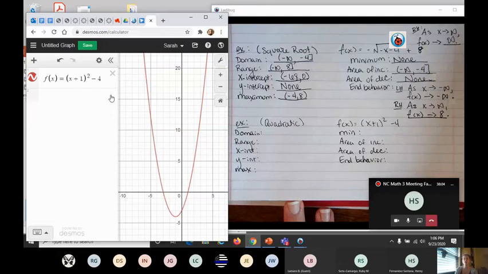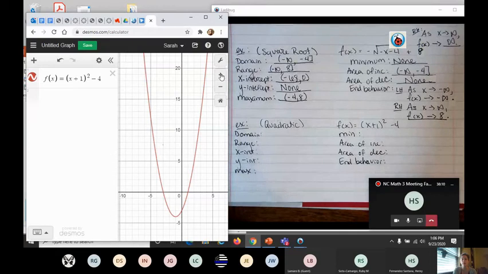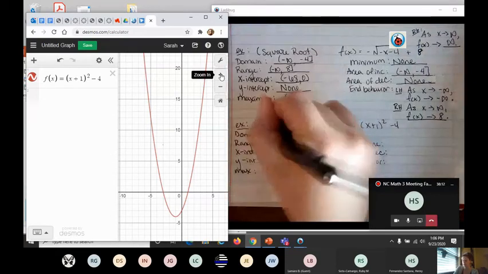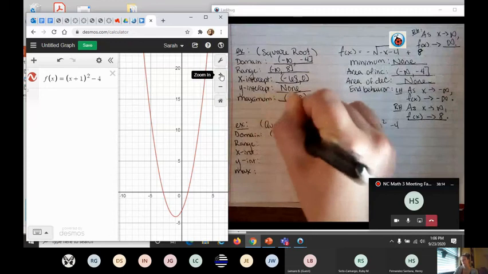Okay, so for our quadratic, the domain, we've talked about domain for quadratics. It's going to go all the way left and all the way right. So my domain is going to be -infinity to +infinity.